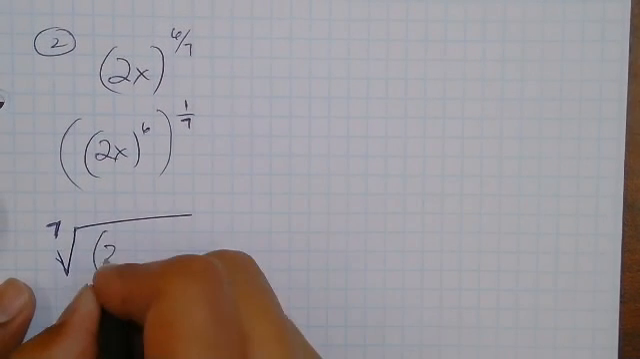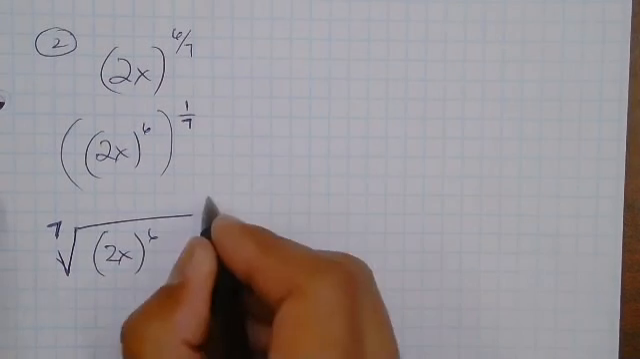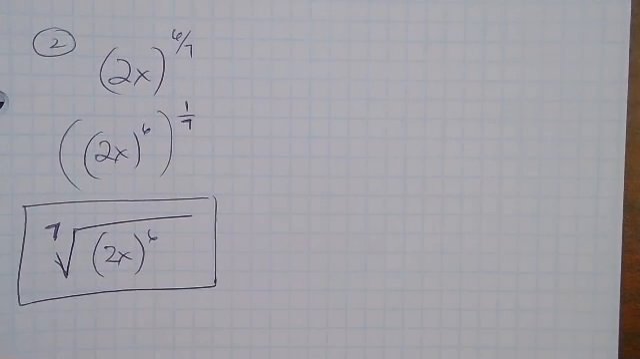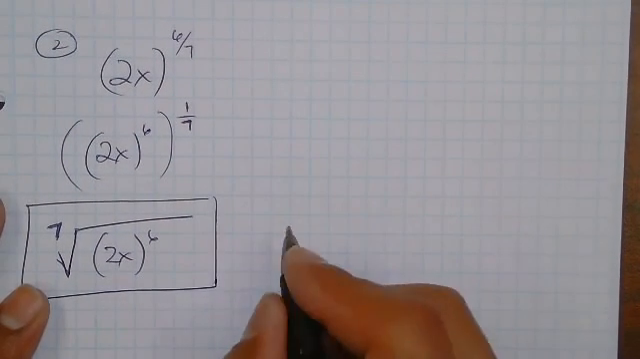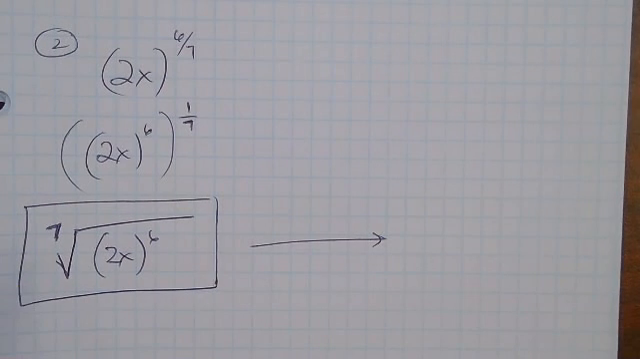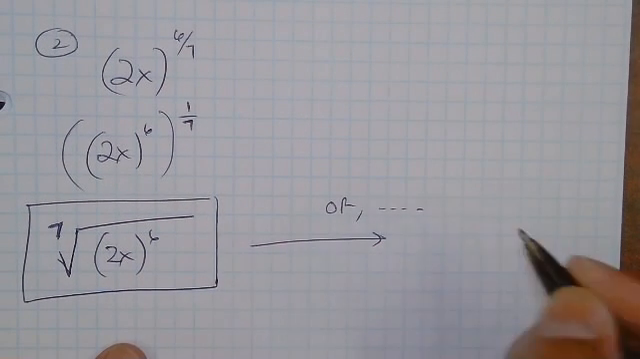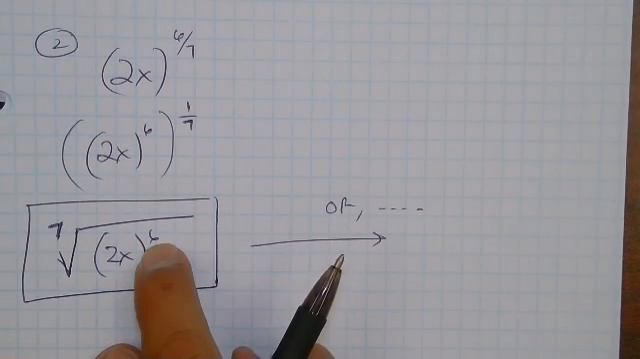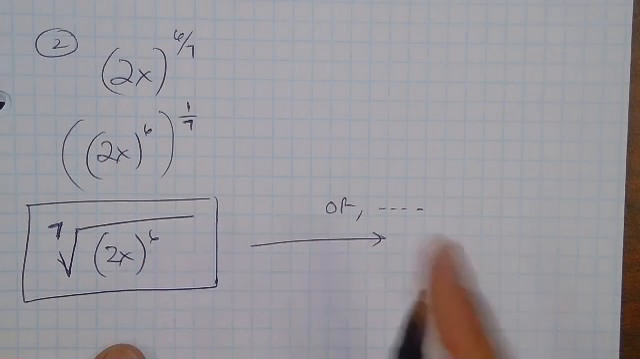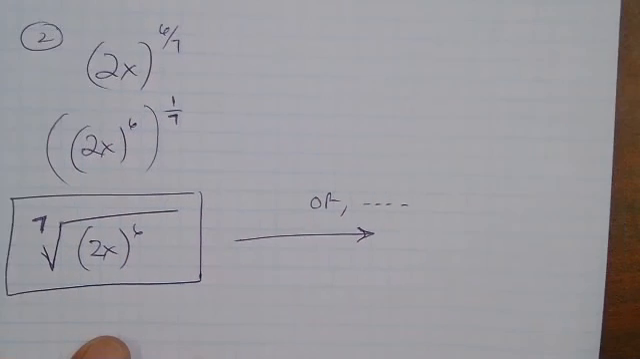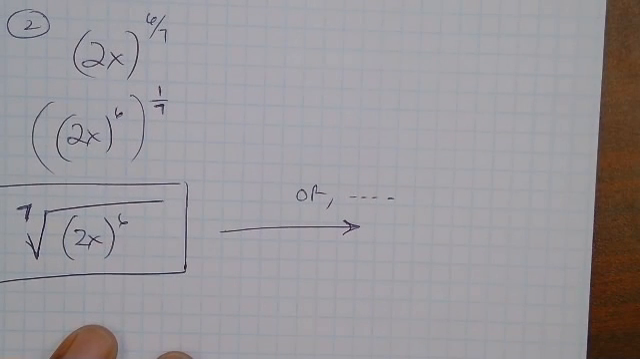This is the 1/7, right? The 1/7 is the radical, so that'll be what? The 7th root of what? 2x to the 6, like this. This is one way to do it. This is one form that you'll see. But you also have to know another acceptable answer, the other acceptable form. What's the other way?